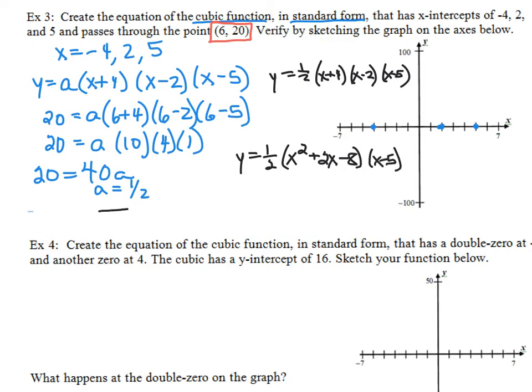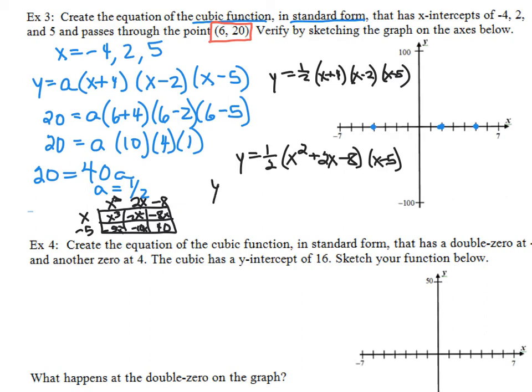That's nice and easy to multiply using my box multiplication. I have a trinomial x squared, 2x, and negative 8, and I want to multiply by x minus 5. And when I do that, I'm getting x cubed, 2x squared, minus 8x, negative 5x squared, negative 10x, and positive 40.